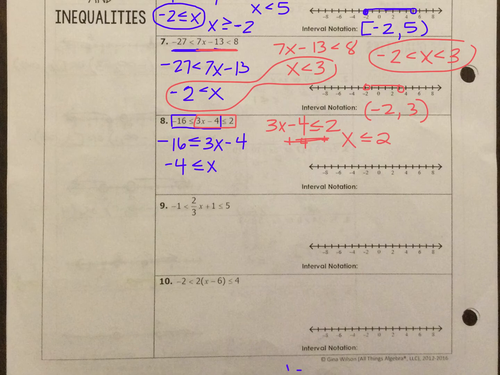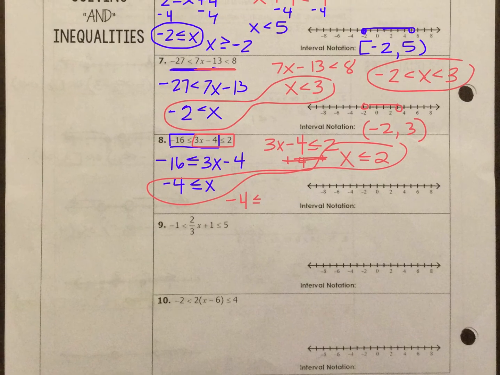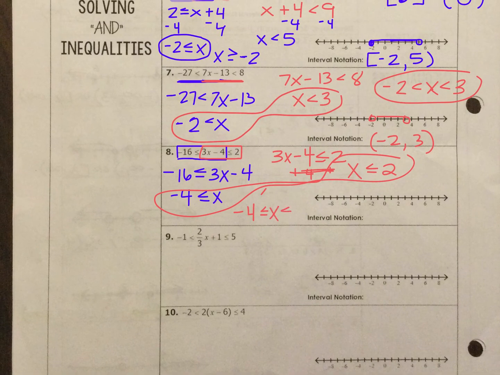So if I want to put those back together in one problem, I get negative 4 less than or equal to x less than or equal to 2. Closed circle on negative 4, closed circle on 2. Draw a line between them. Interval notation, bracket, negative 4, 2, bracket. Okay?